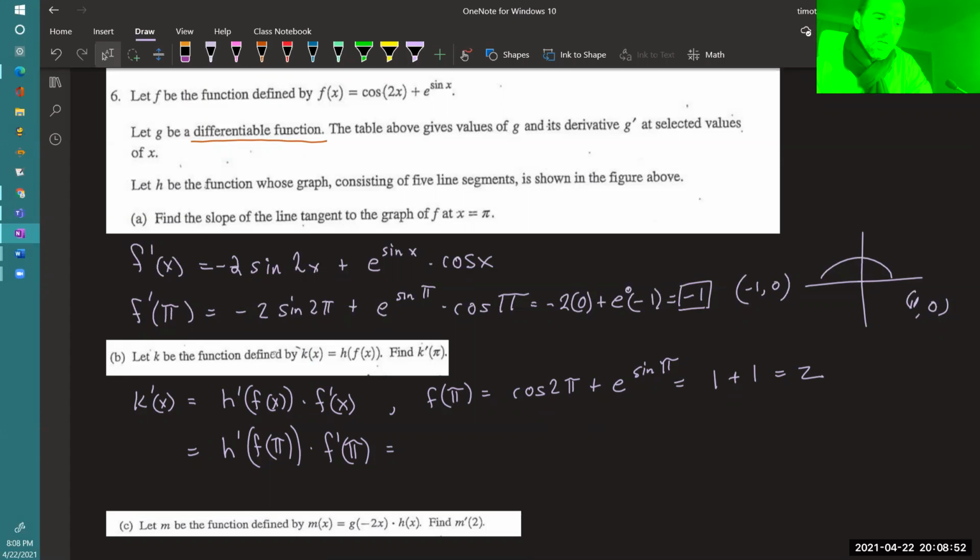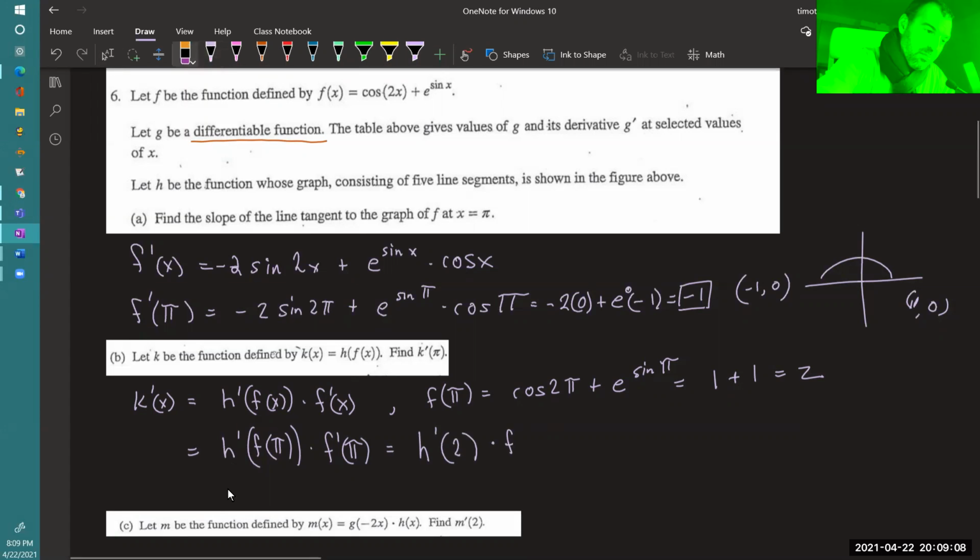Okay. So now that's what we got. All right. So we know that f of pi is 2. So I'm basically going to evaluate h prime of 2 times, well, f prime of pi is -1. -1. We already know that because that's from up here. But how do I find h prime of 2?